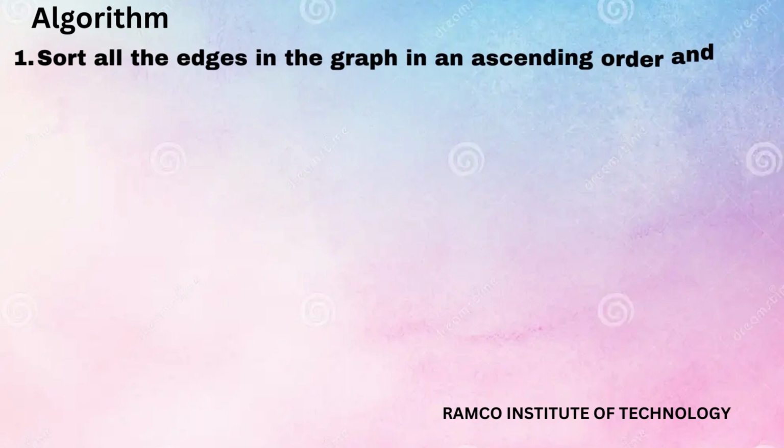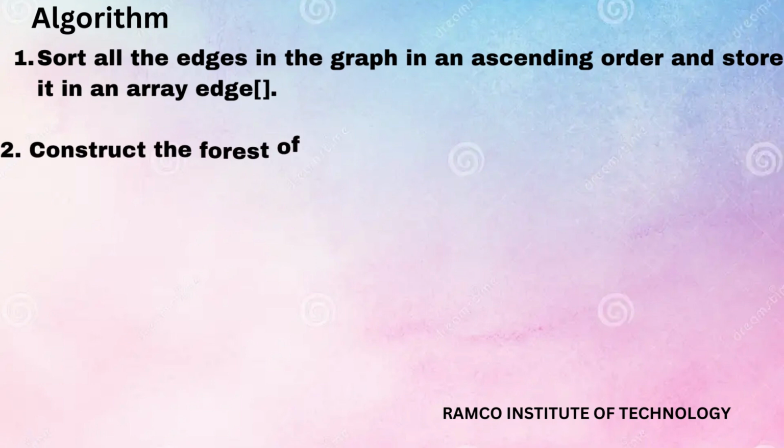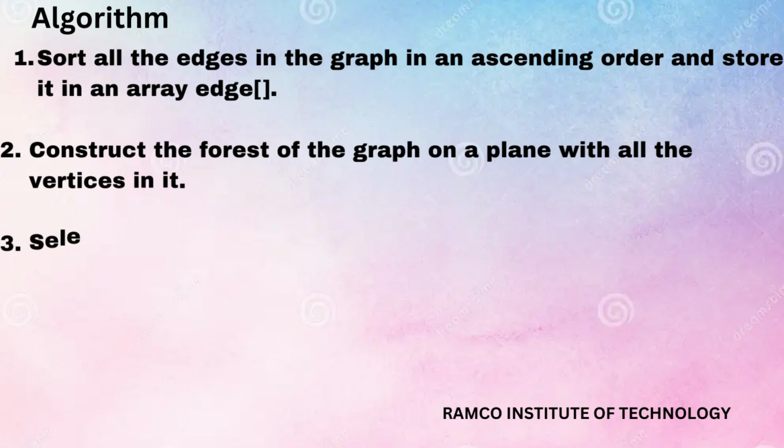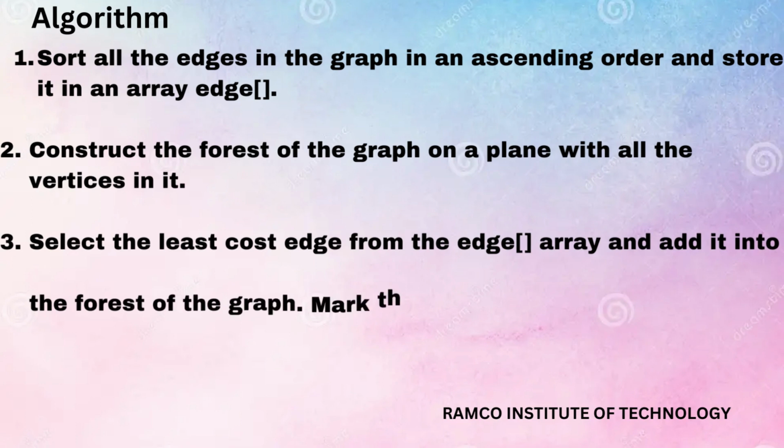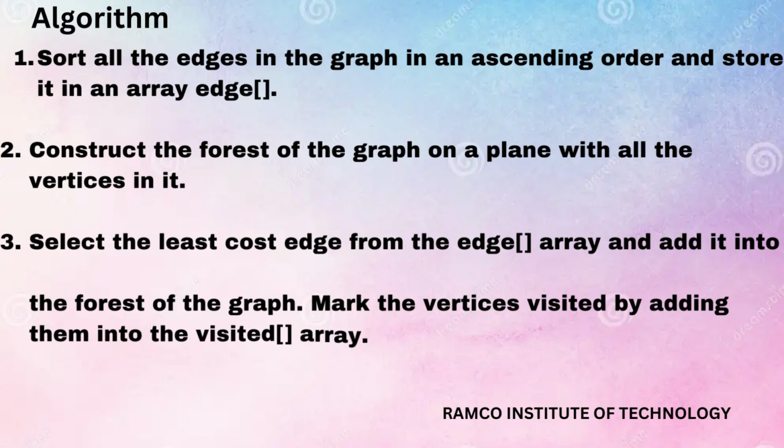Kruskal's algorithm. The inputs taken by the Kruskal's algorithm are the graph G of V comma E, where V is the set of vertices, E is the set of edges, and source vertex S. The output is the minimum spanning tree of the given graph G. Step 1 of the algorithm is sort all the edges in the graph in an ascending order. That is very important.